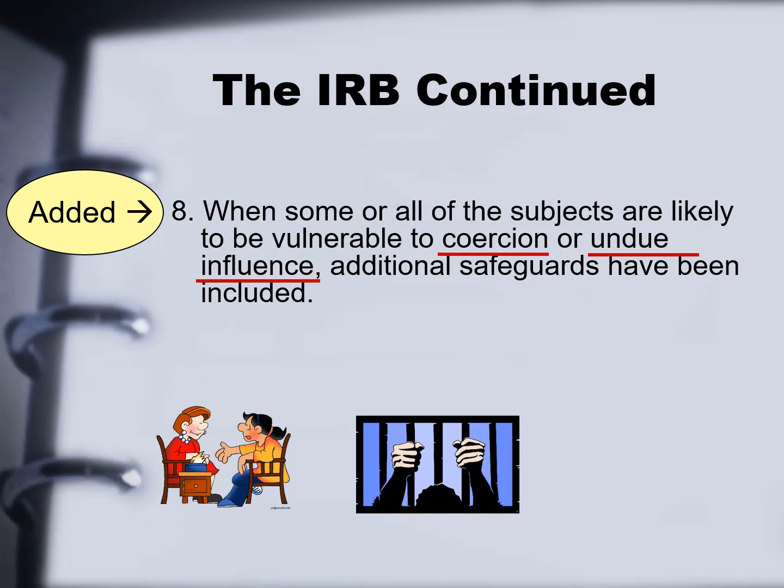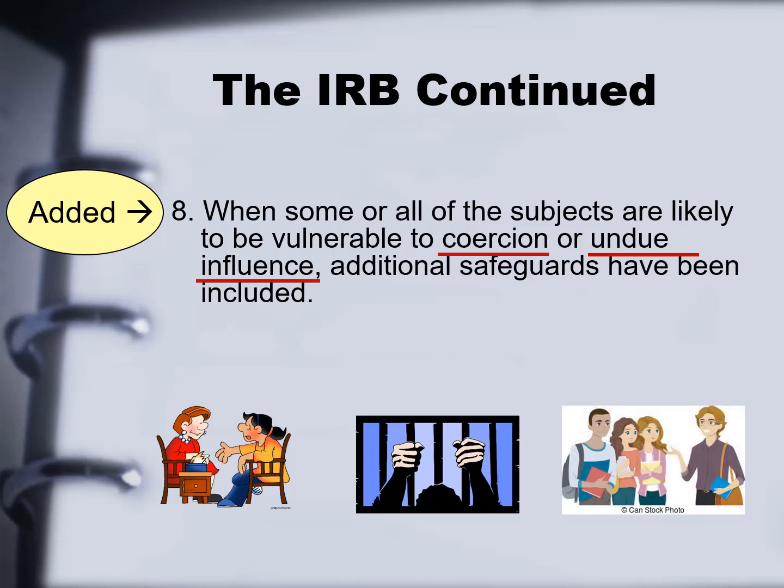Another example, prison populations. Prison populations are studied for a number of reasons, but they are vulnerable to coercion and undue influence because, again, like the clients, they may feel that if they don't participate, something bad will happen to them. And in fact, college students as well can be considered a vulnerable population in some cases. So, for example, there are a number of psychology experiments that students have to participate in order to receive extra credit, and sometimes it's even a requirement for a class.